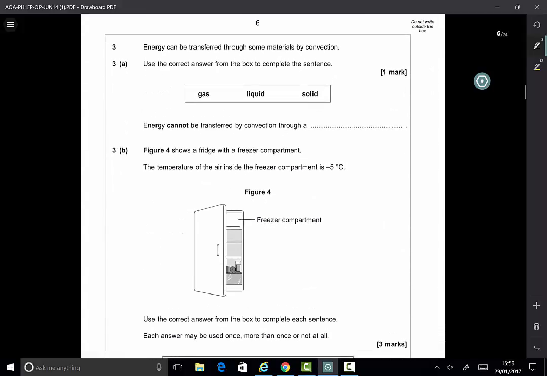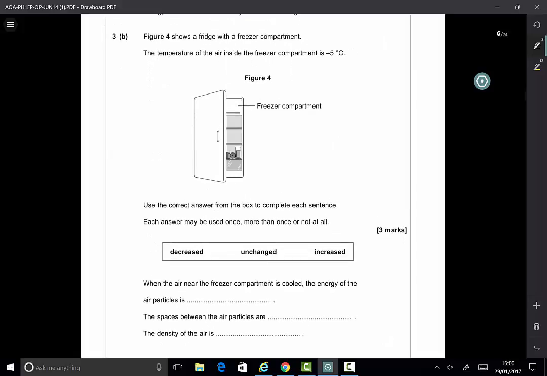Okay, question 3. Starts off nice and easy. Energy can be transferred through some materials by convection. Okay, so we're looking at convection in this question. Energy cannot be transferred by convection through a what? It's going to be a solid, and the reason for that is that in a solid, the particles are in a fixed position, and convection requires the particles to move position.